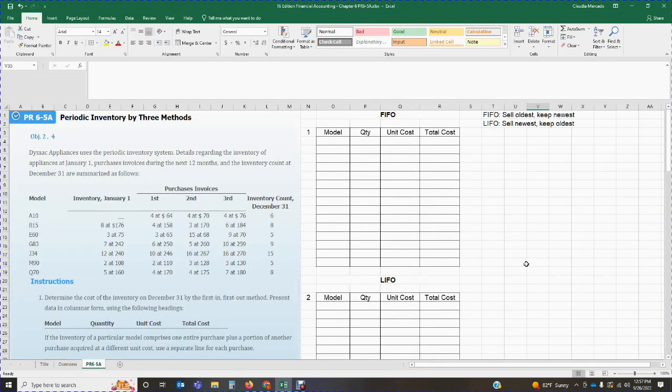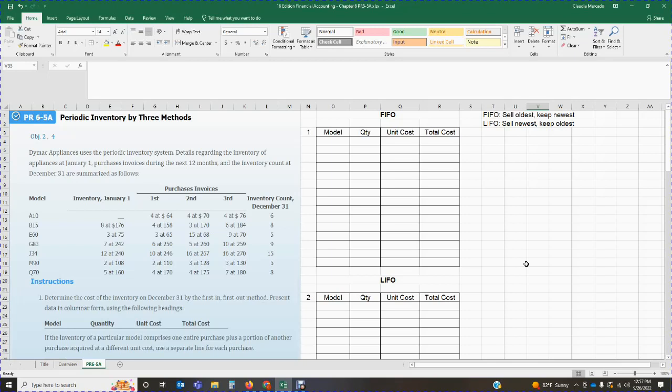Like I said, it's a long problem. Okay, I've set it up in Excel, that way it's easier to understand, but you can do it on paper, Excel, whatever works for you. Okay, so it says Dymac Appliances uses the periodic inventory system. Details regarding the inventory of appliances at January the 1st, purchase invoices during the next 12 months, and the inventory count at December 31st are as follows.